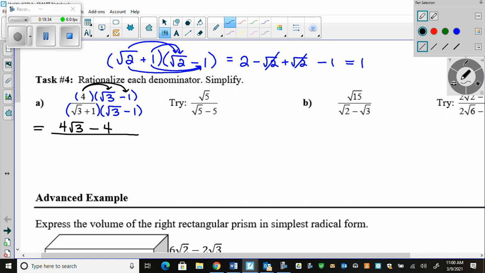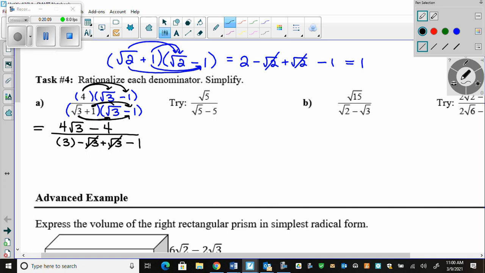Now the bottom. We have a binomial times a binomial, so we can FOIL. Root 3 times root 3, so 3 in brackets. Root 3 times negative 1, negative root 3. Root 3 times positive 1, positive root 3. Which is a good thing, because now they're going to cancel, right? They match, opposite sign. And then 1 times negative 1 is negative 1. Now these cancel off. If they don't, you did not multiply by the conjugate.